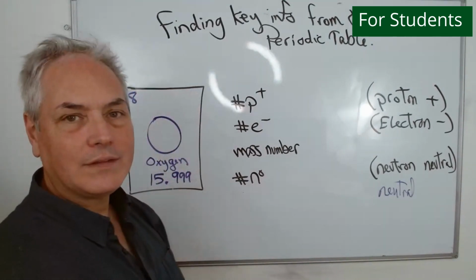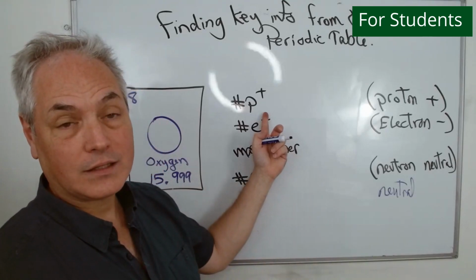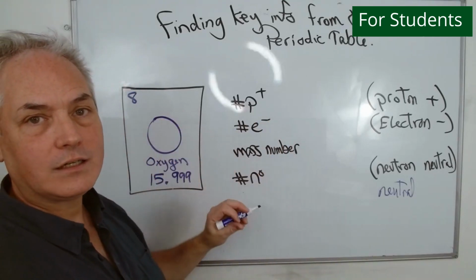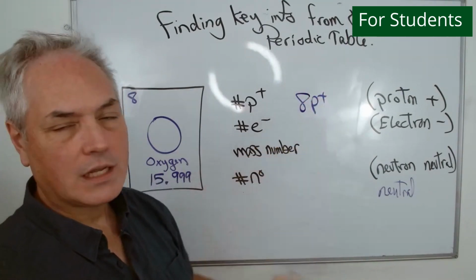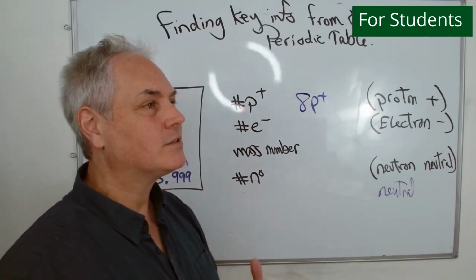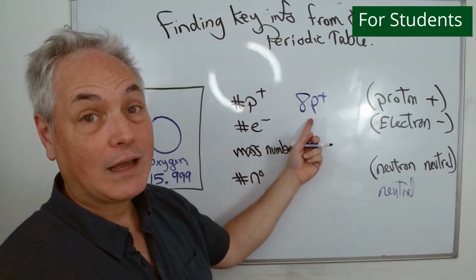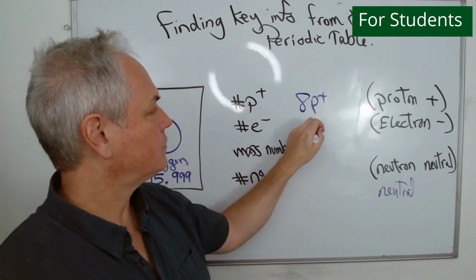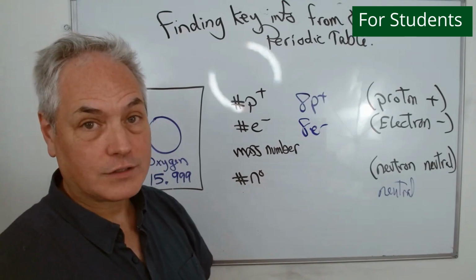So let's see. We have this one here. The number of protons is always the atomic number. So if you look at the information here, the atomic number is 8. Because we're starting in chemistry, we always have neutral matter, because the first thing that matter wants to do is to be neutral. That means that if we have 8 protons, we have 8 electrons as well.